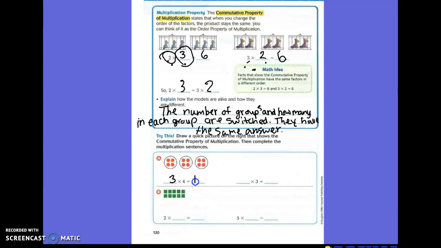12. Now we need to do the commutative property. Write the multiplication sentence. Now, what's the opposite way we would do this then? Our first factor would be what, Wyatt? 4. And our second factor they already have is 3. So now we have to draw 4 groups.